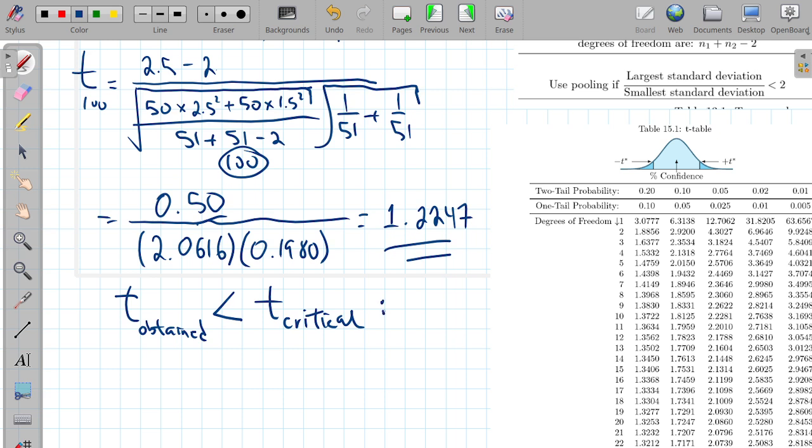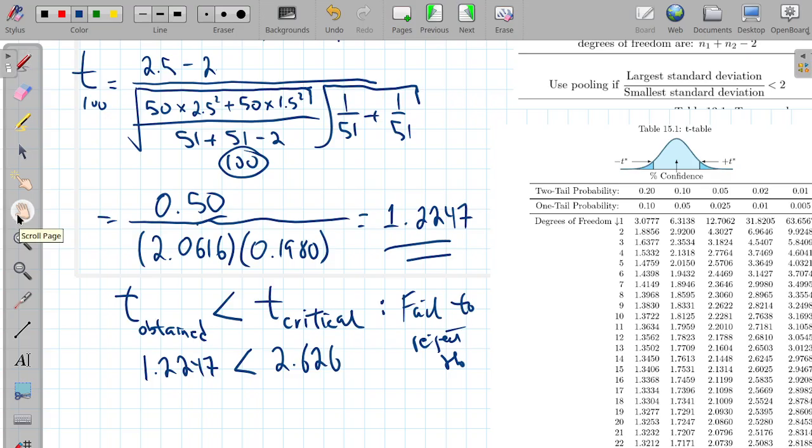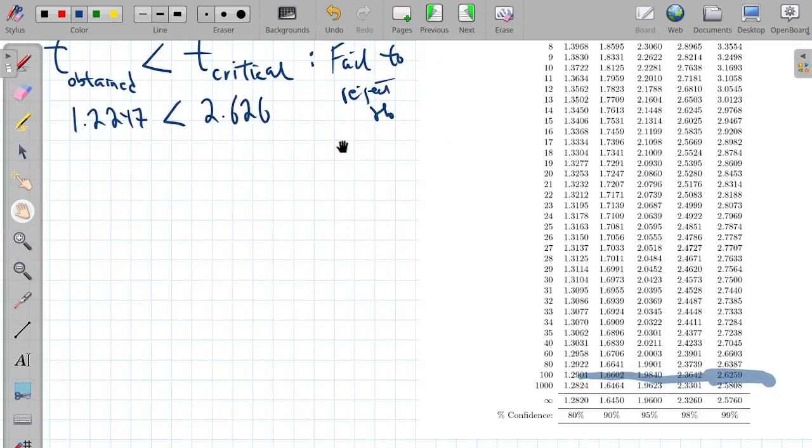And the conclusion then is we fail to reject H null. In other words, 1.2247 is less than the critical t, which I said was 2.626. Now, what's the p-value for this? Large. We are on row 100. Oh, back over here again. So row 100, where does 1.2247 land?